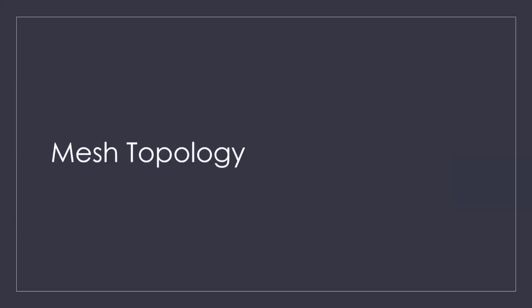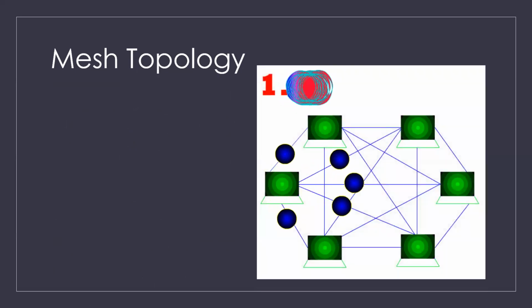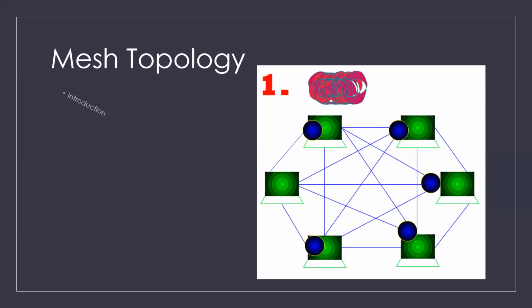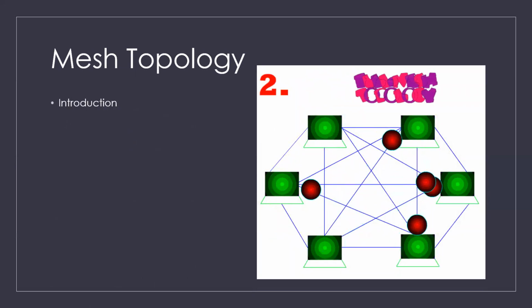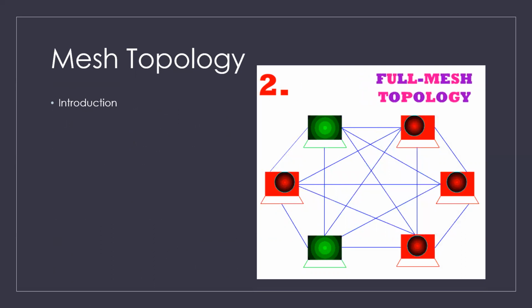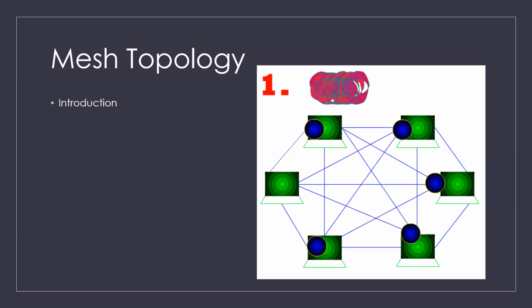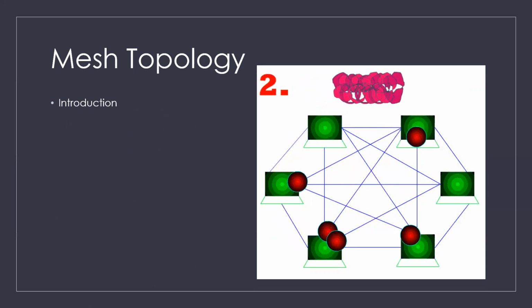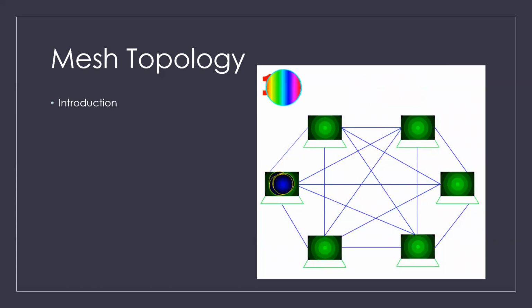Now for the fourth, the mesh topology. The mesh topology is a computer network topology in which nodes are interconnected to each other. In other words, direct communication takes place between the nodes in the network. There are mainly two types of mesh, full mesh and partial mesh, in which some nodes are not connected to all others. In a fully connected mesh topology, each device has a point-to-point link with the other devices in the network.